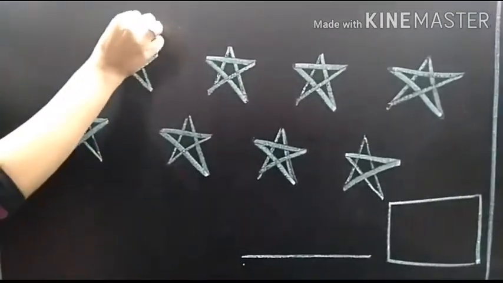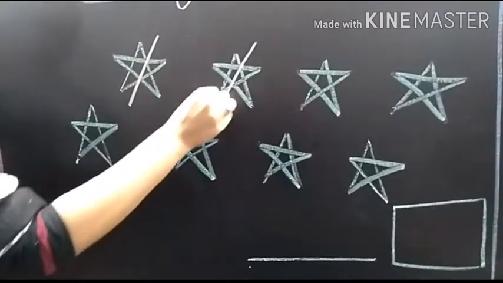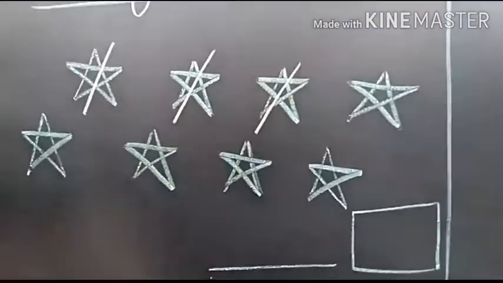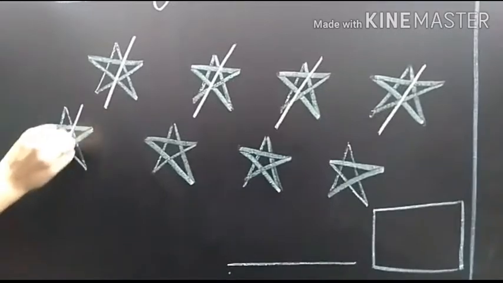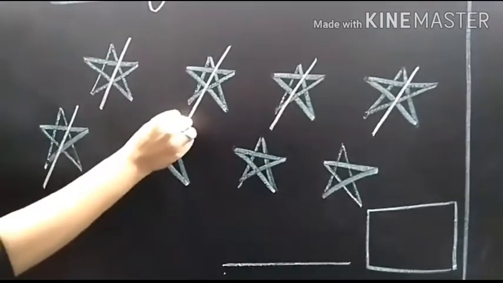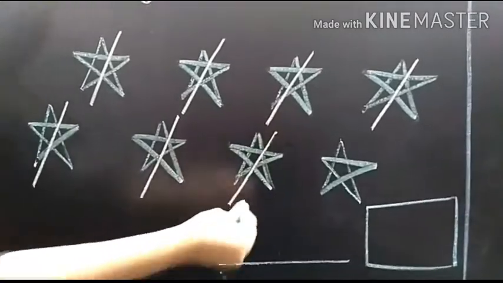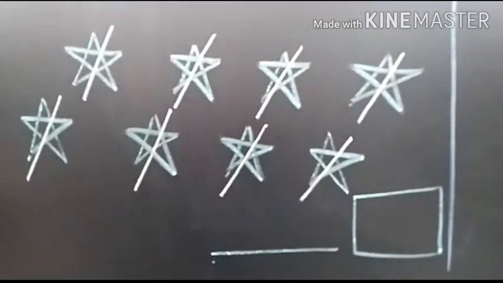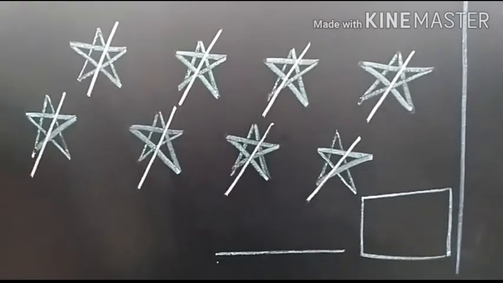1 2 3 4 5 6 7 8. So how many stars are there? Yes, there are 8 stars.